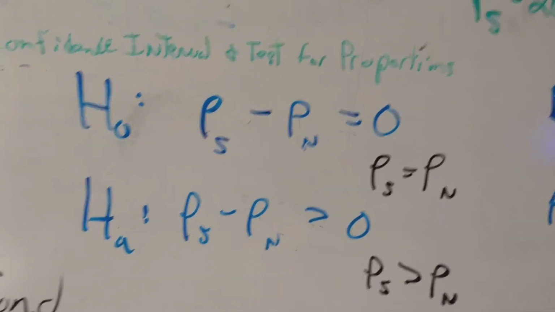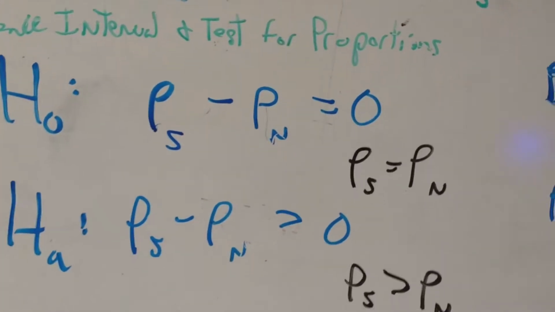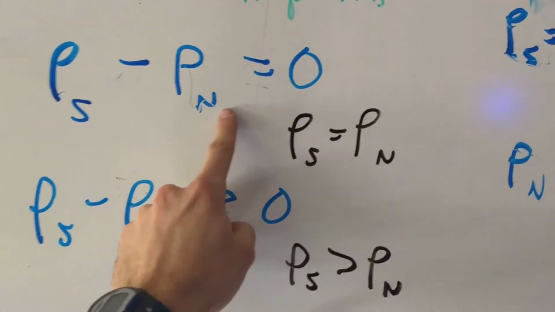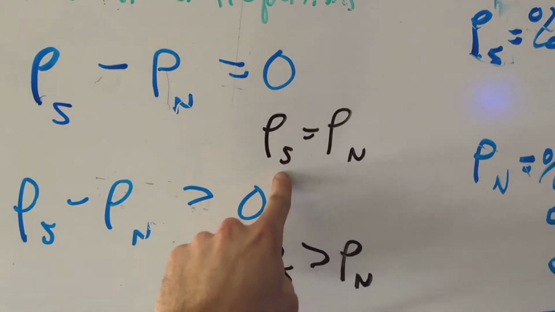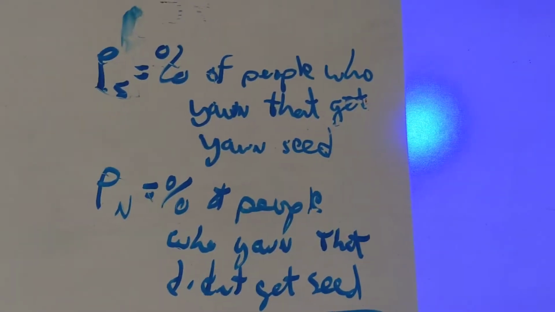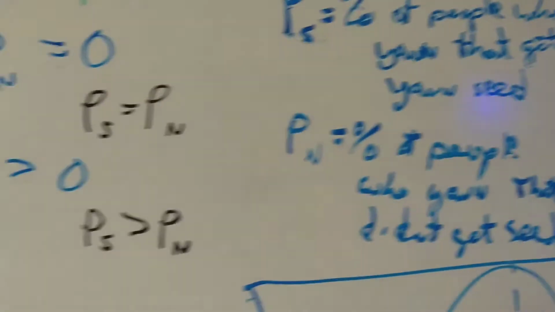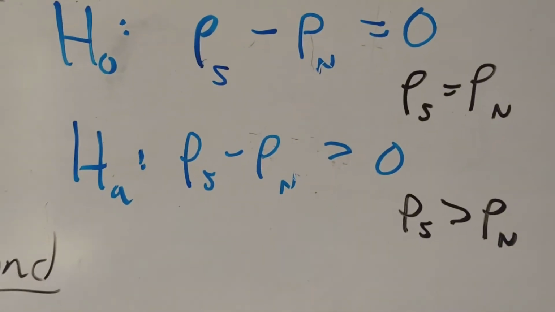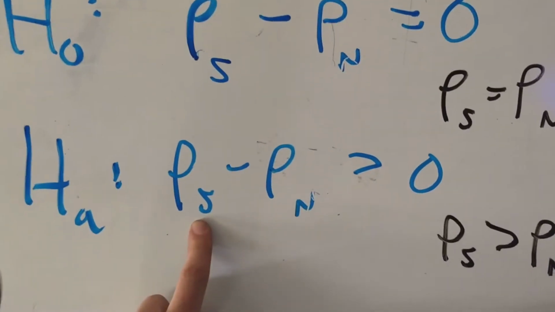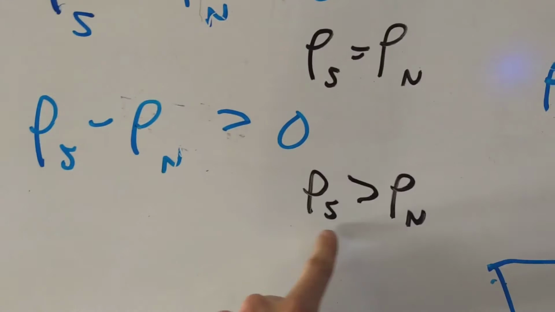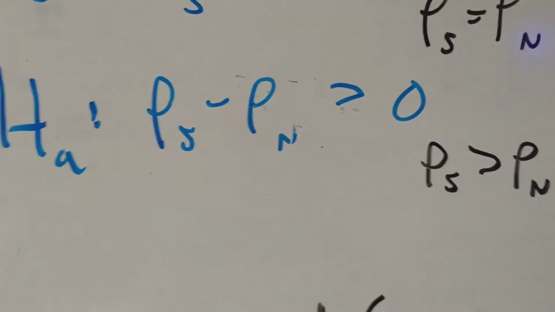Our null is that there's no difference between the percentage of people who yawned who were seeded and who weren't seeded. In other words, PS is equal to PN. And on the side, I explained what those variables are. It's the percentage of people who yawned that got the seed and the percentage of people who yawned who didn't get the seed. So our alternative is that you're more likely to yawn if you get the seed. So PS is greater than PN, or the difference is greater than 0.